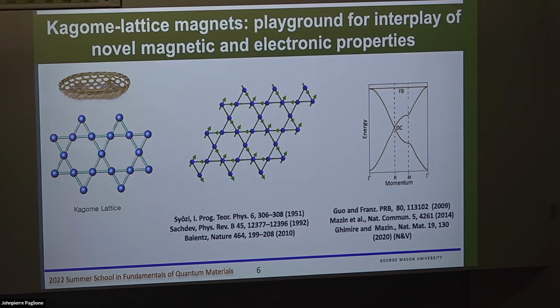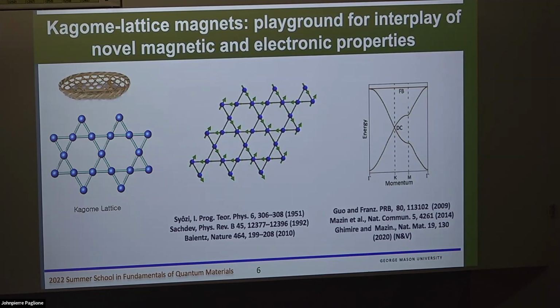Then, more recently, the interest in these materials is coming from the electronic structure of the materials. And the reason is that in a tight binding model, especially in the two dimensional limit, it gives two sets of features. One is this linearly crossing bands, and they are called Dirac crossings. This point is the Dirac point, as well as the flat band.